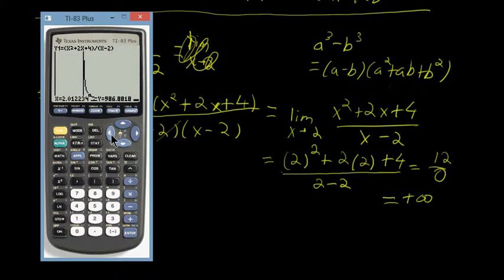As x gets to 2.012, y is 986. As x gets to 2.007, y is 1,617. As x gets to 2.001, y is 11,286. So you can clearly see that as x approaches 2 from the right, this function, x squared plus 2x plus 4 over x minus 2, approaches positive infinity.